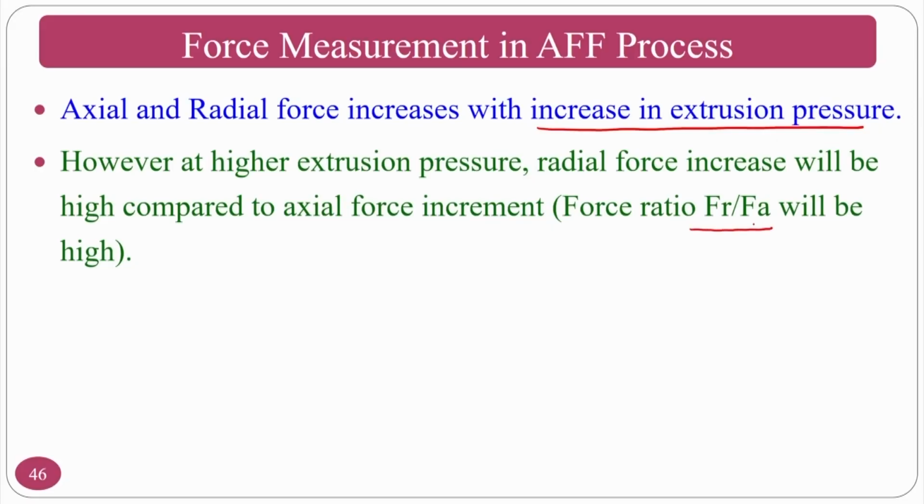For the same case, if I exert 10 megapascal, the axial force of 10 newtons will increase to 20. In the other case, the radial force, instead of increasing from 5 to 10, increases from 5 to 15. That means the increment at higher extrusion pressures is very high. What they have told is that the radial force to axial force ratio, called the force ratio in abrasive flow finishing, will be high.